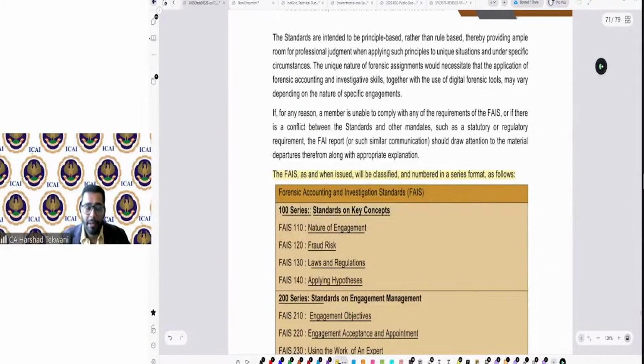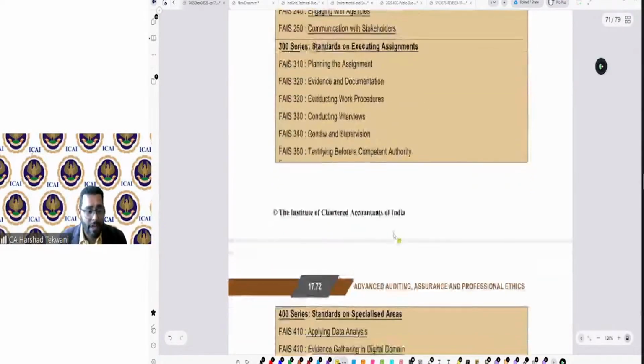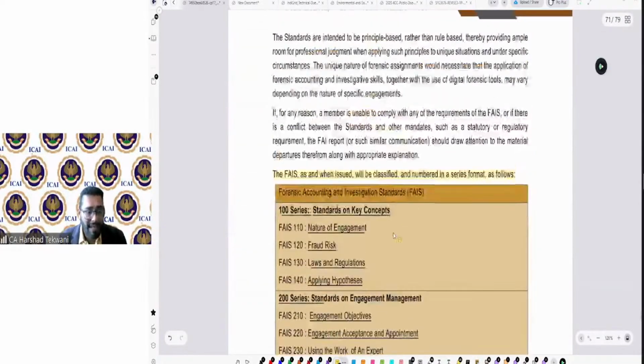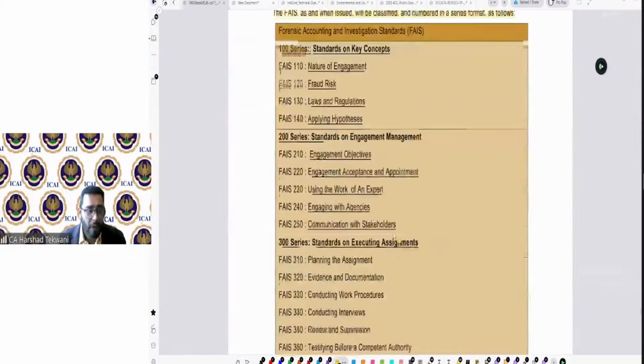Other than that, you are not required, you are not expected to go in detail of other standards. But yeah, if you want, you can read for your understanding and for your knowledge. Any doubt till now with respect to forensic accounting? Any doubt?